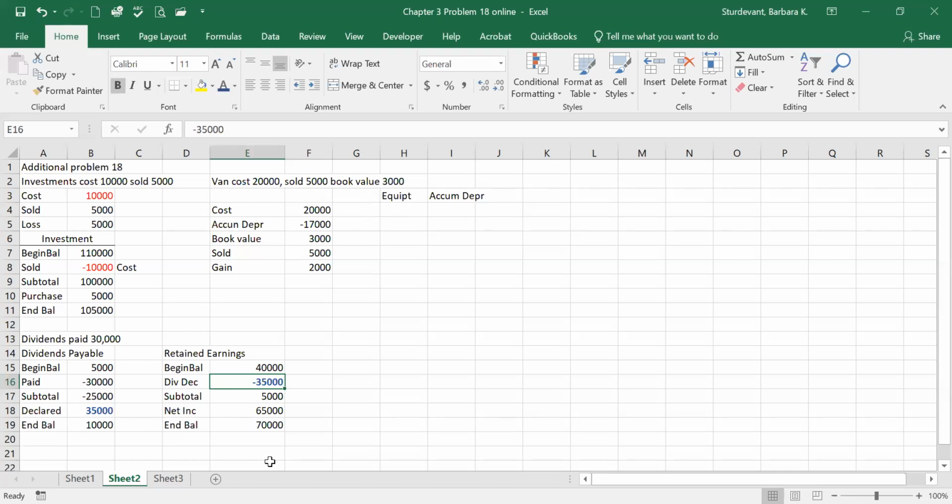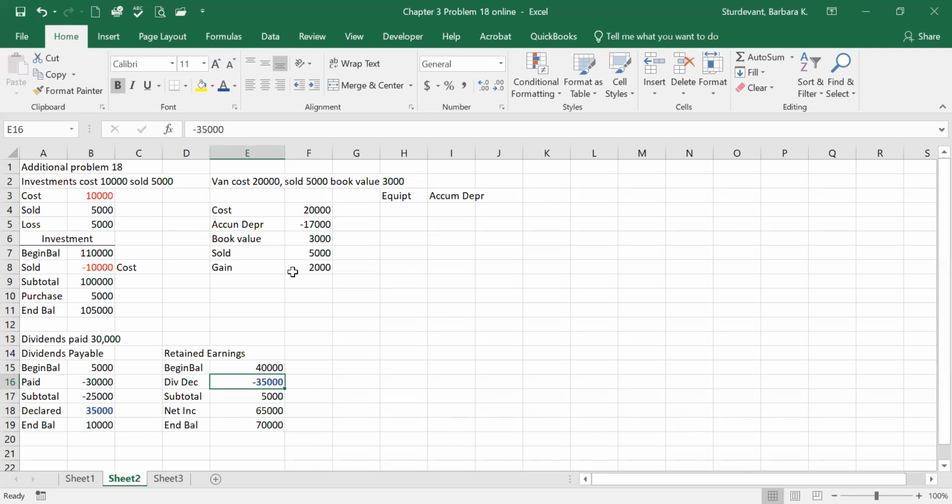All right, and that's kind of where we stopped. So we had a van, cost $20,000. It was sold for $5,000, and it had a book value of $3,000. So we knew the cost, we knew the book value, we knew what it was sold for. So book value versus sold, we know that we have a gain of 2. Everybody okay with a gain? This is kind of where we left off the other day.